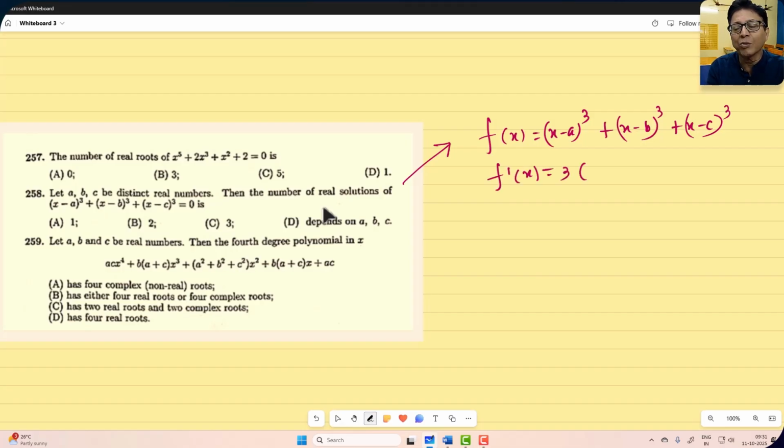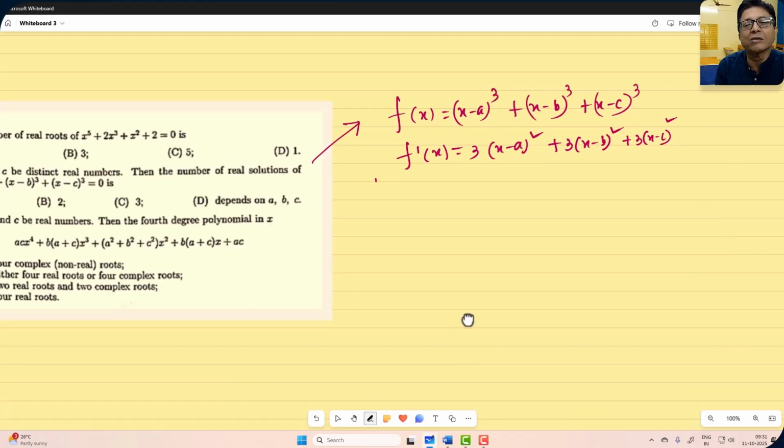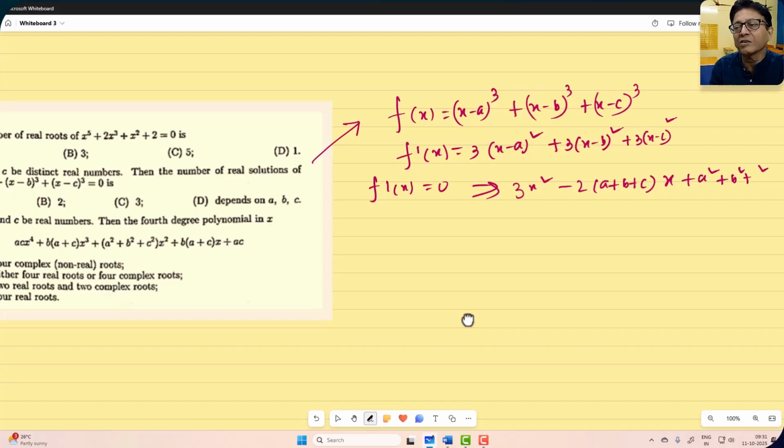So f dash x is what? 3(x minus a) whole square, 3(x minus b) whole square, 3(x minus c) whole square. Okay. Now let us find the discriminant of the equation f dash x equal to 0. So we take this one, it is going to be 3 common, then 3x square minus 2 into (a plus b plus c)x plus (a square plus b square plus c square) equal to 0. I have cancelled 3 first.